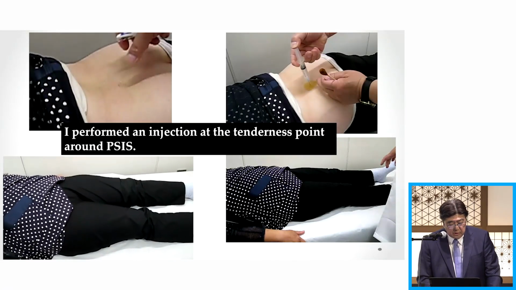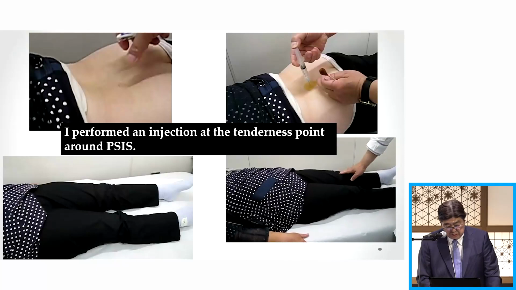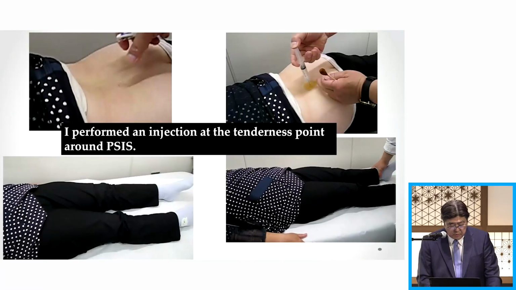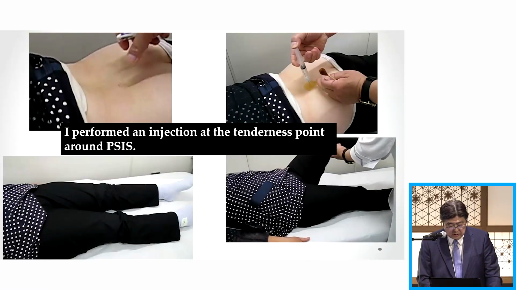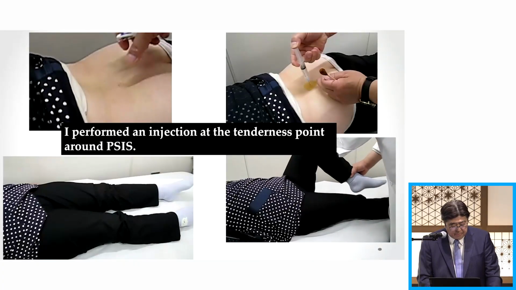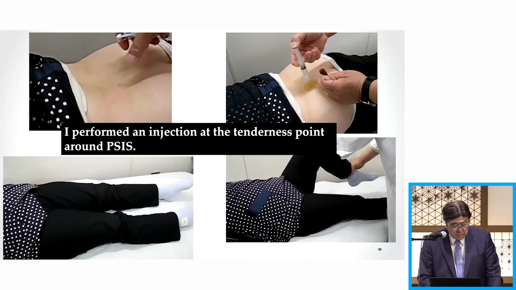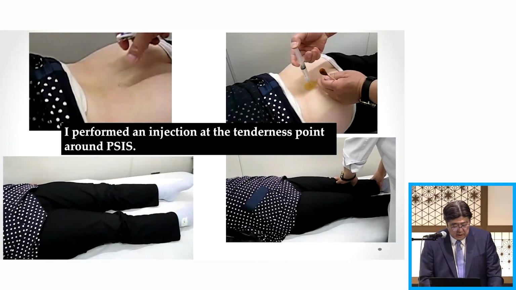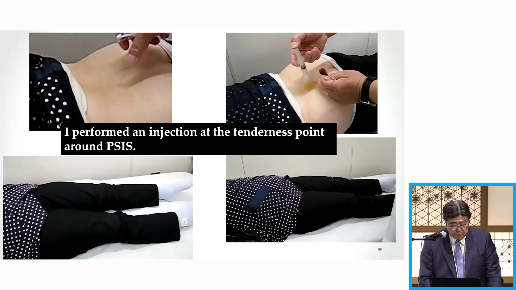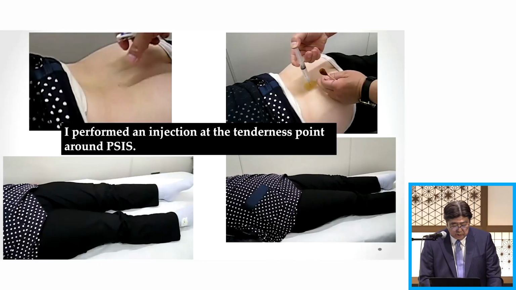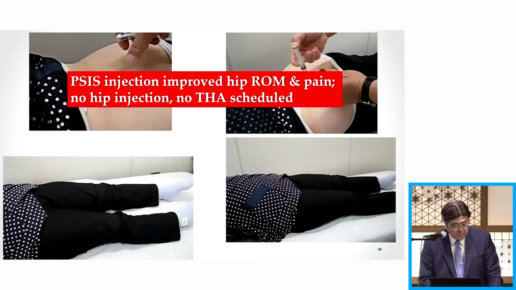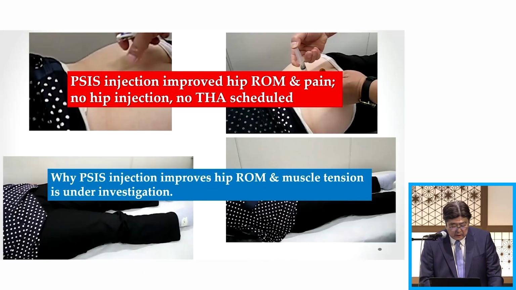After the injection, immediately her hip extension and alignment improved, as you can see, and her pain decreased. Without any hip joint injection, she achieved improvement in hip range of motion and pain relief, and went home without scheduling THA. So why PSIS injection improved hip motion and the muscle tension is under investigation now.